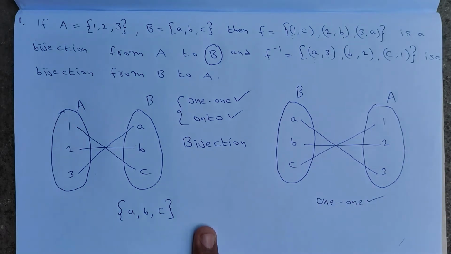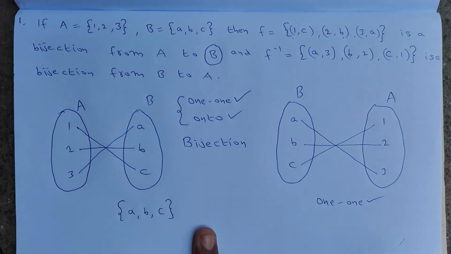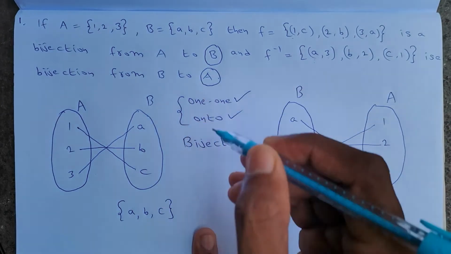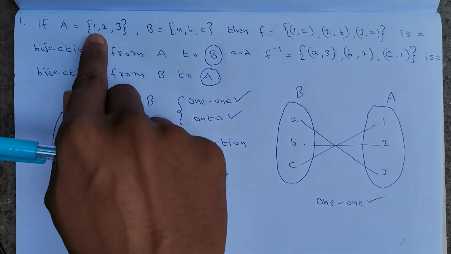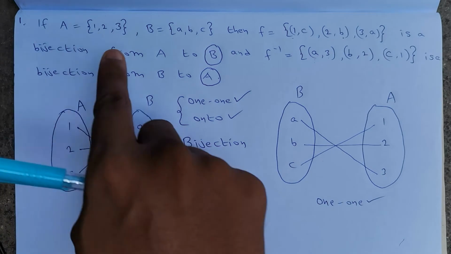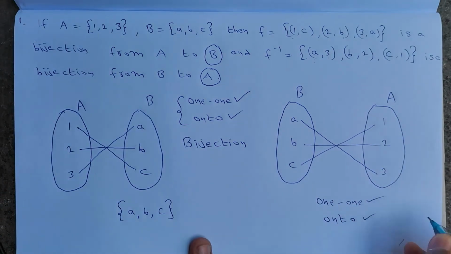Next, checking for onto. Onto means the codomain should be equal to the range. Here range is 1, 2, 3. And we are checking the function from B to A, so A will become the codomain. So set A is 1, 2, 3. Here codomain is 1, 2, 3 and range is 1, 2, 3. So codomain and range both are the same, so it is an onto function also. If the function is one-one as well as onto, then obviously it is a bijection.